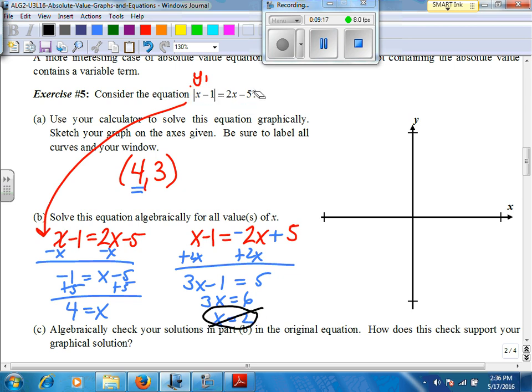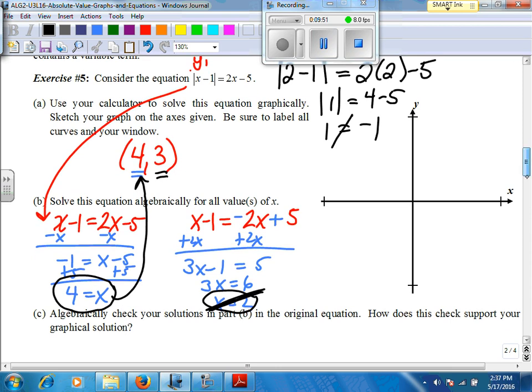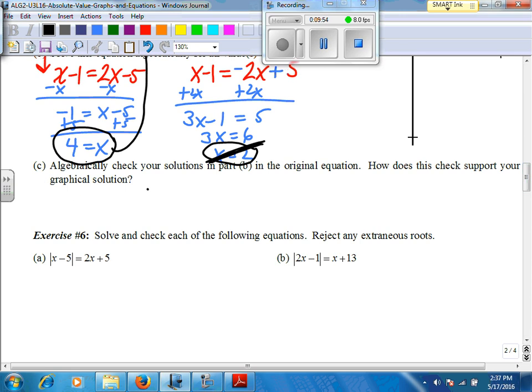Let's see. Absolute value of 2 minus 1 equals 2 times 2 minus 5. Absolute value of 2 minus 1 is absolute value of 1. 2 times 2 is 4. Absolute value of 1 is 1. 4 minus 5 is negative 1, and that is not true. So this was a solution, but it didn't check. This did check, which is why we have that as our x value. And if we substitute that in as our x value, that would be our y value that corresponds to that graphically. So we algebraically checked. We did that already.